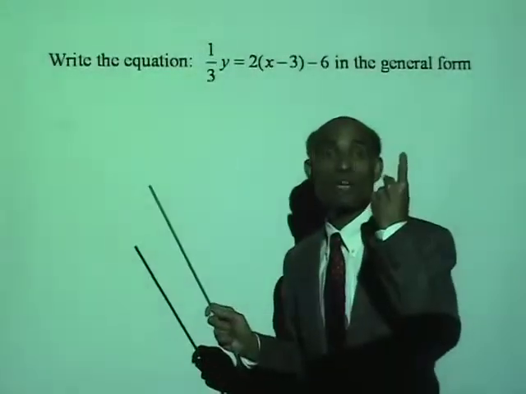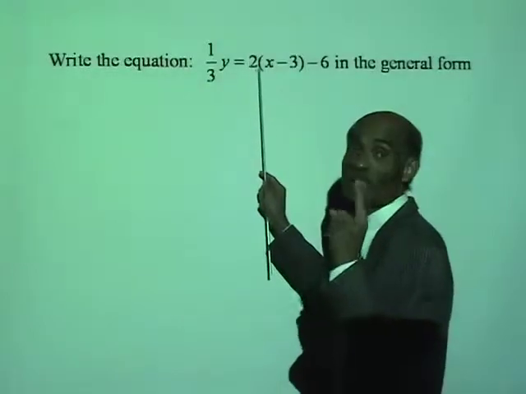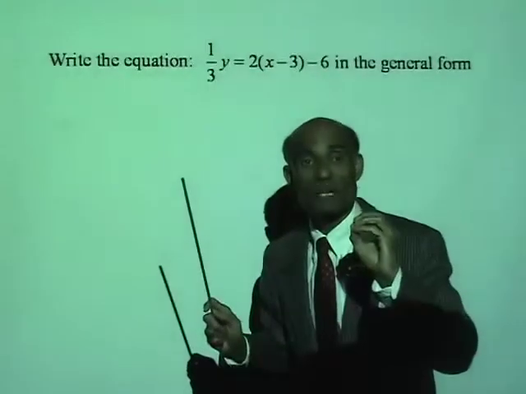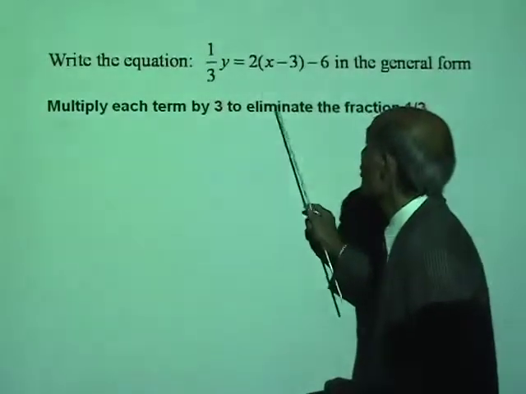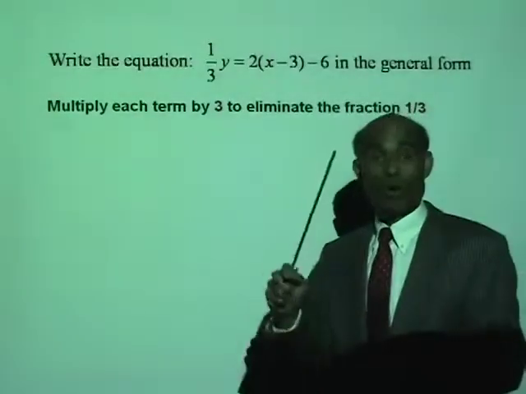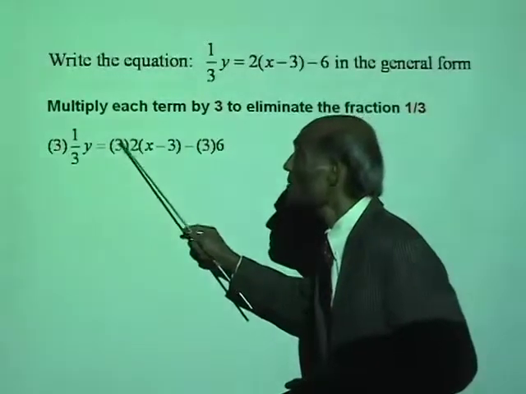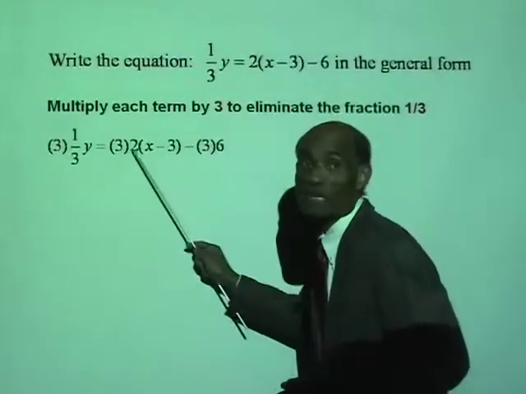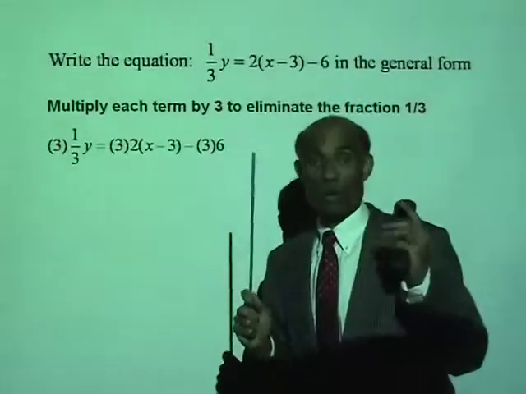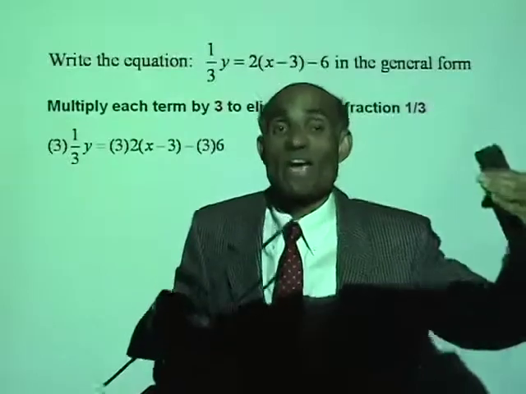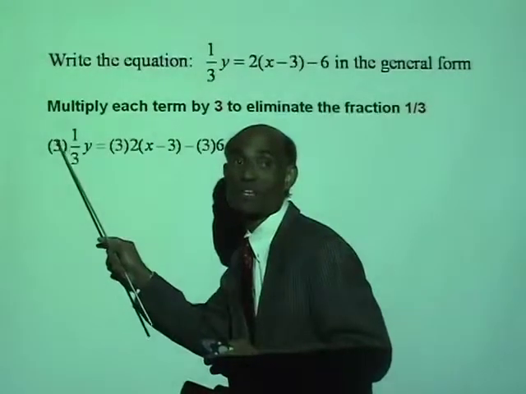The left side contains only one term. The right side, this is one term. 2 times x minus 3 is one term, and minus 6 is the other term. So multiply each term by 3 so as to eliminate the denominator or eliminate the fraction. Let's do that. That would be 3 times 1/3 y equal to 3 times 2 times x minus 3. That is one term, minus 3 times 6. Multiply each term. Remember, when you multiply an equation, you need to multiply every term of the equation by the same number. Now you notice the 3 and the 3 here will cancel.